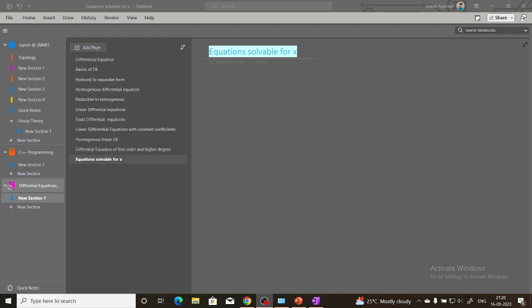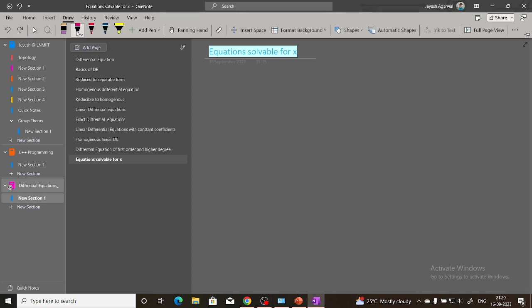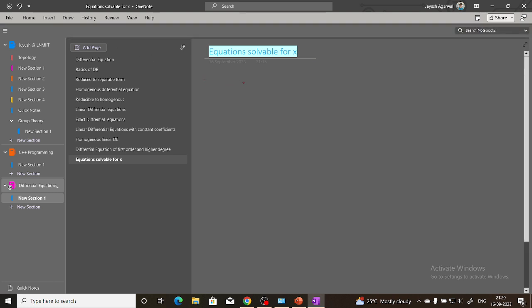So in the previous lecture we discussed the equation solvable for y. In this lecture we are going to discuss the equation solvable for x, right? So, solvable for x. Here we have the same condition as the previous one but with a different scenario. Let me explain.